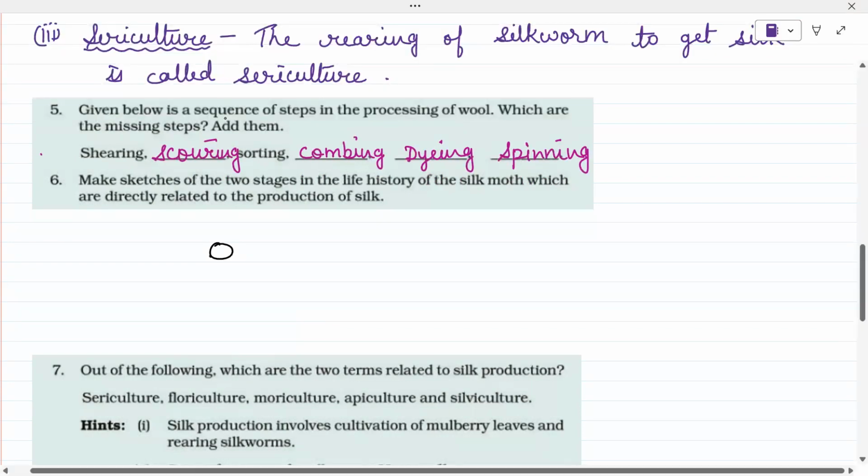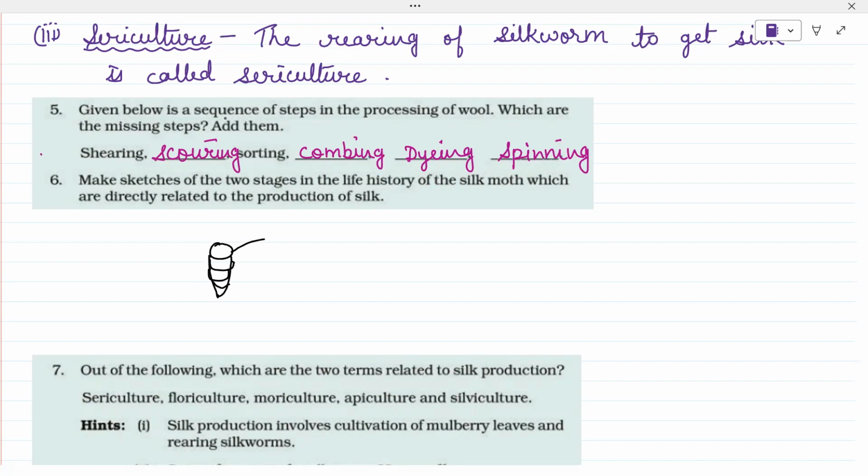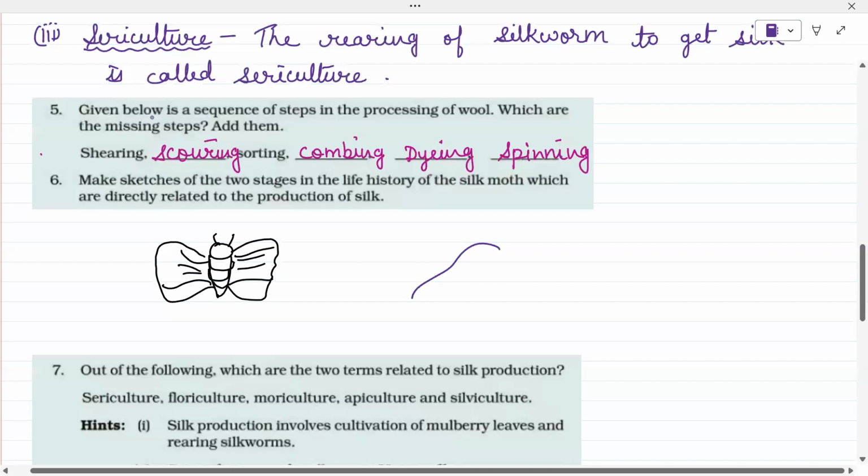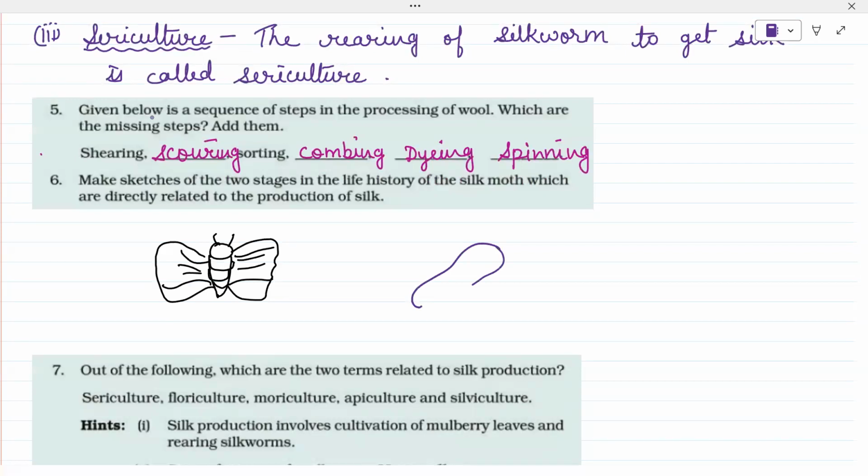So let's draw the diagram. So here I am going to draw the diagram of silkworm, right? This is a silkworm. It will look something like this. And then here I am going to draw the diagram of cocoon. So let's draw it this way.